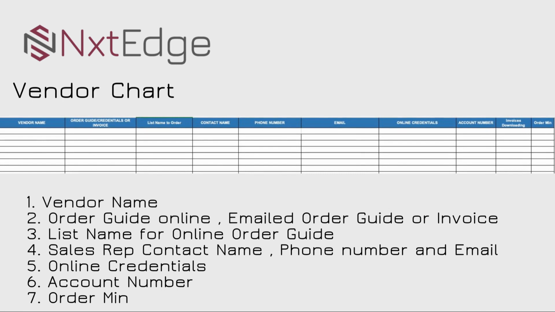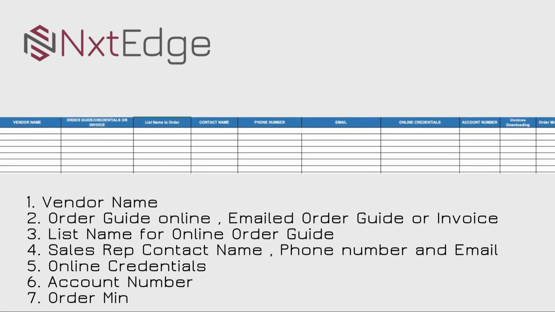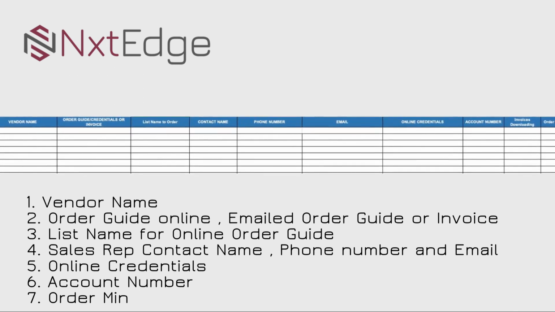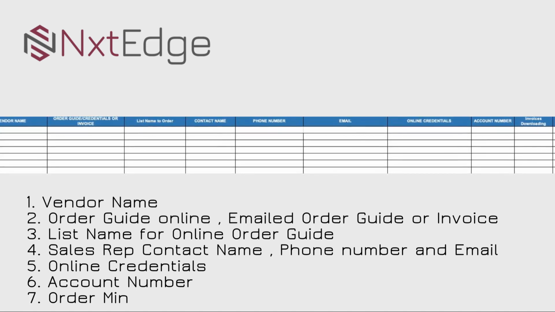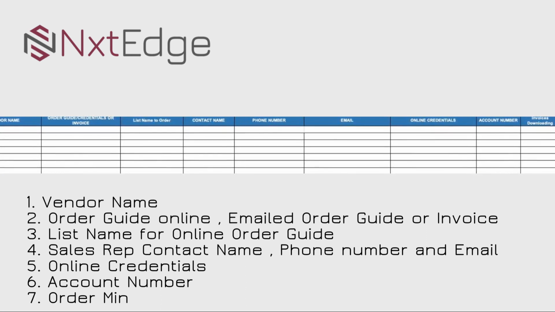The next part of the information we need is a vendor list. The vendor list should include all vendors that you want to use with NxtEdge. For each vendor we will need vendor name, sales rep name, email address, phone number. For the broadline vendors, we will also need the account number, login information to their website, and order guide list name. The account number is used to request electronic data interchange integration. We need this so that we can send the orders directly to their online portals. The process for EDI integration is different by vendor and will be reviewed with you during our first meeting.